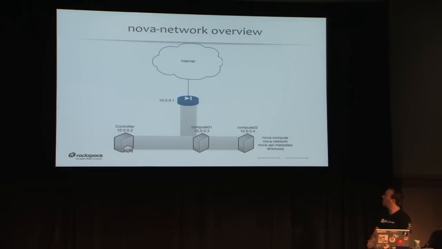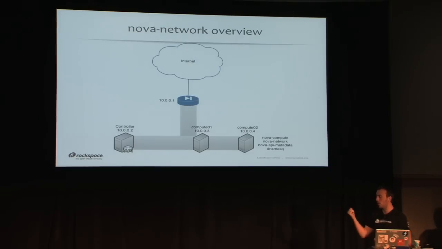So this is my world. This is a small little example network that I have. I'm not really showing interfaces right now, just saying that I have a network space, and my compute nodes and controllers are living on this 10-dot network. That's how I communicate with them.